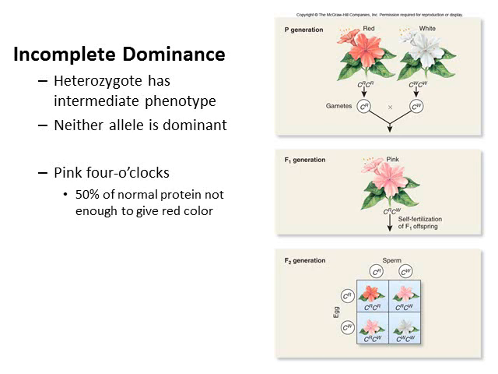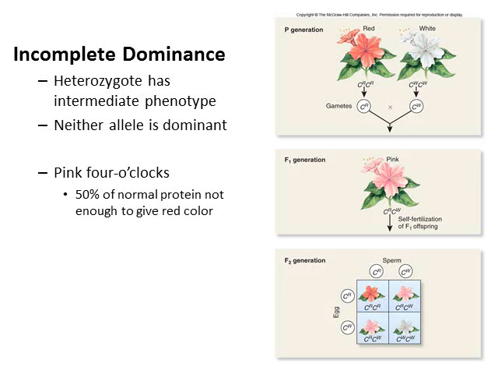Sometimes, instead of one trait being dominant over the other, neither allele is considered to be dominant, and this is called incomplete dominance. So when you get a heterozygote individual that has a copy of each allele, you're going to end up with some type of intermediate phenotype. It's kind of like a blending that occurs. The classic example of this is pink four-o'clock flowers. In this species of plant, you can have red, white, or pink flowers.